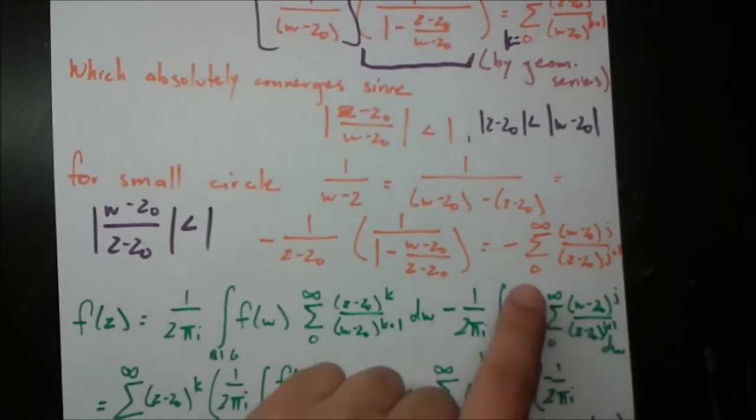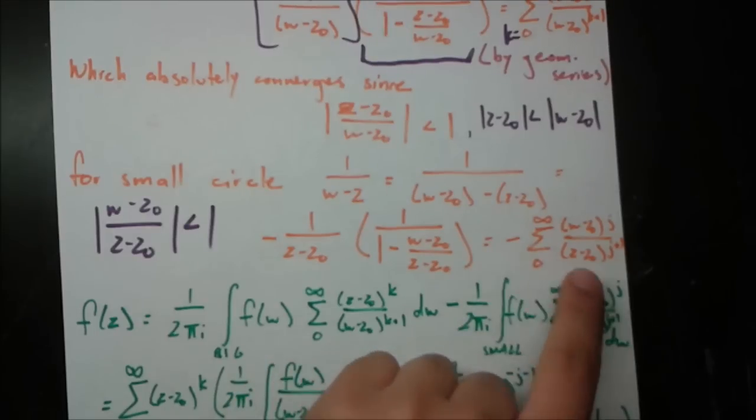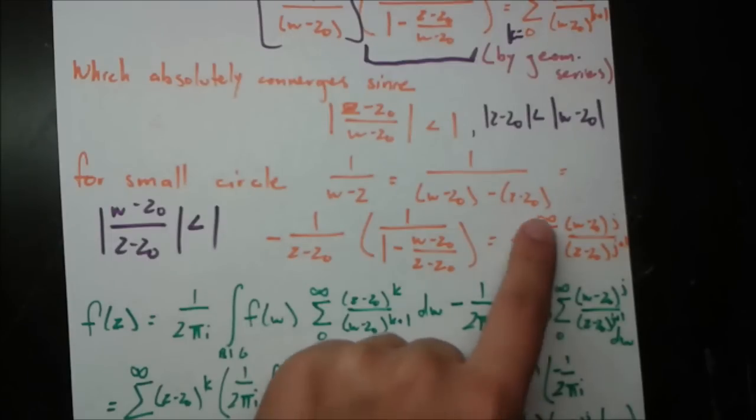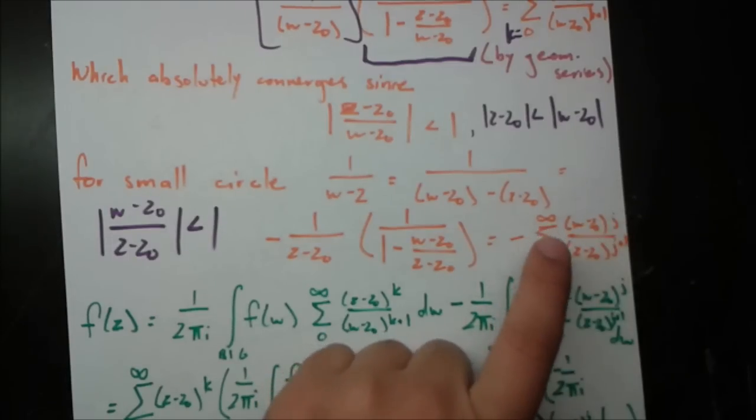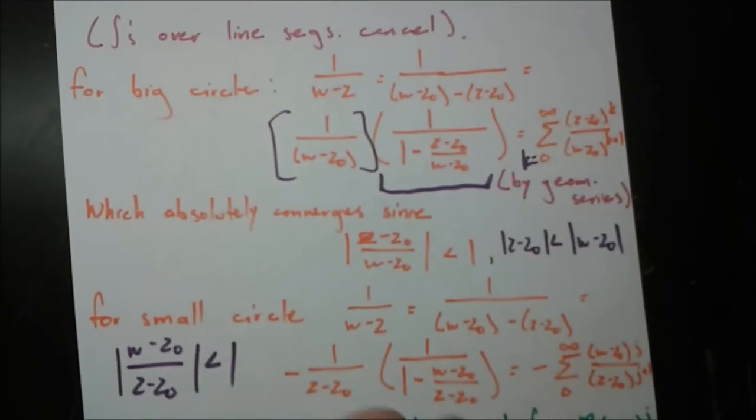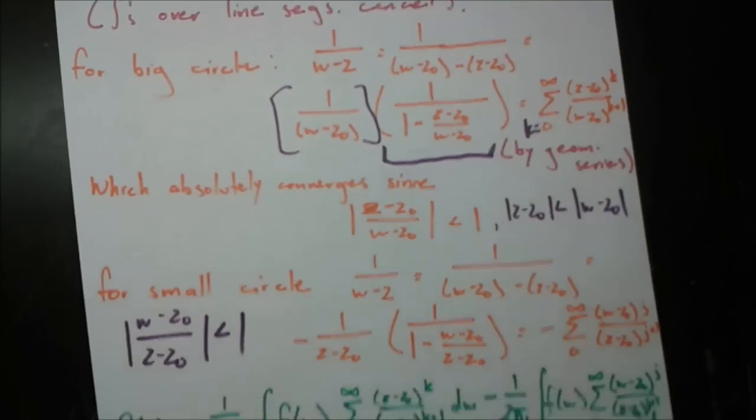But nonetheless, we're left with a new series right here. We're left with a negative series, the negative sum from 0 to infinity of w minus z naught to the power of j over z minus z naught to the power of j plus 1. Okay, so this is the main thing that we wanted. We wanted to get this series and this series right here.